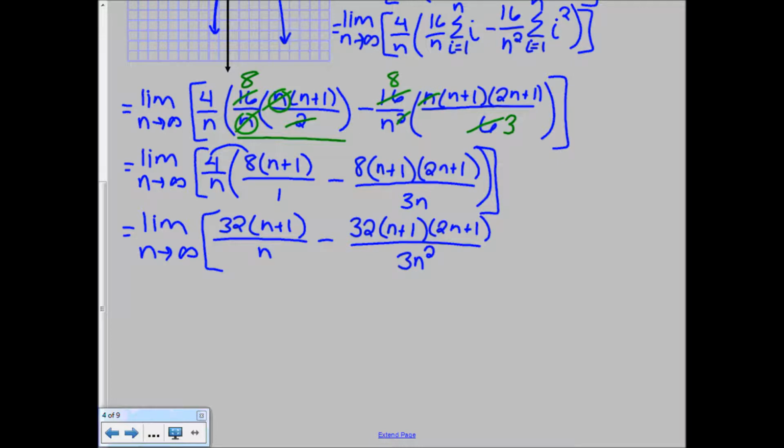And so now we just want to take the limit as n goes to infinity. So when we take the limit as n goes to infinity, we want to consider those cases back when we were talking in 3.5 about horizontal asymptotes. So we want to compare the powers of the top and the bottom.